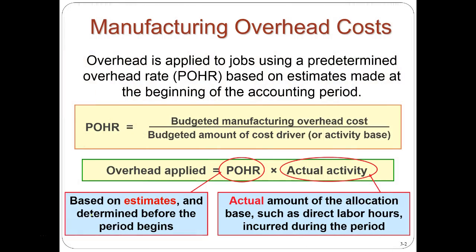Alright, so the manufacturing overhead costs. So we're talking about manufacturing overhead. Remember, we're trying to talk about things like depreciation on the factory. We're talking about indirect labor. We're talking about the small materials that we can't apply directly to a job because it would be too difficult for us to do so.